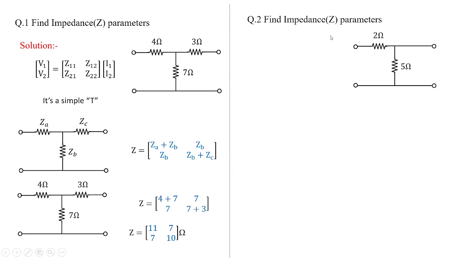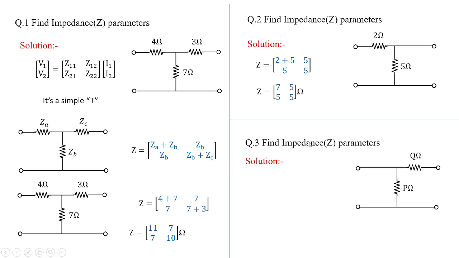Now if we need to find the impedance parameters for this particular network, you can see here we have 2 here, 5 here, and we don't have any other parameter here. Then how to solve this one? Simply apply this formula. You will get Z as the sum of these two, 2 plus 5, that is 7, and 5 is the intermediate between port 1 and port 2. Then Z12 and Z21 will be the same, and when you open circuit port 1, you are left with only 5 ohms. So that is how the answer goes.